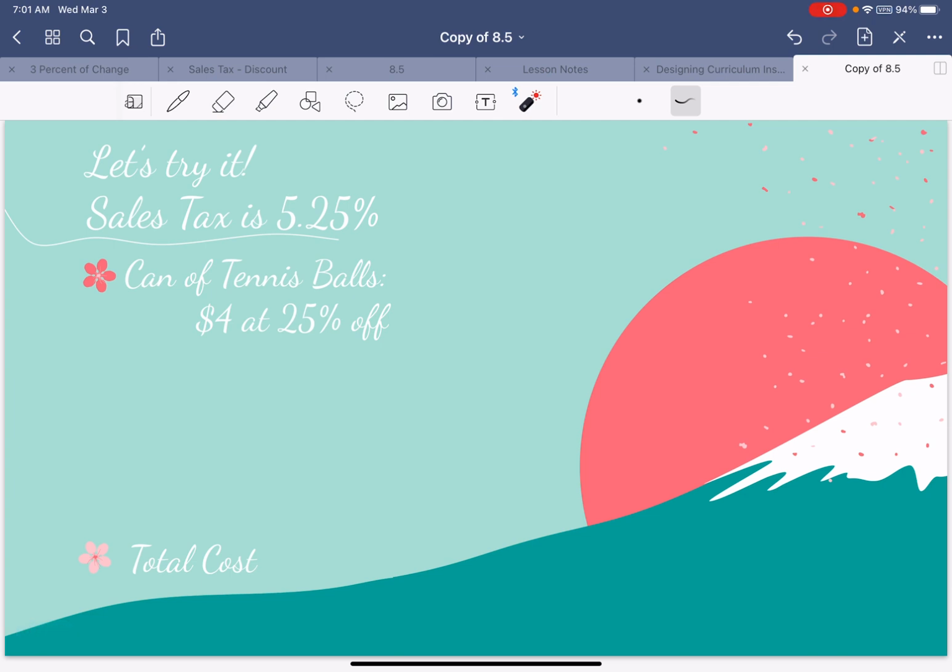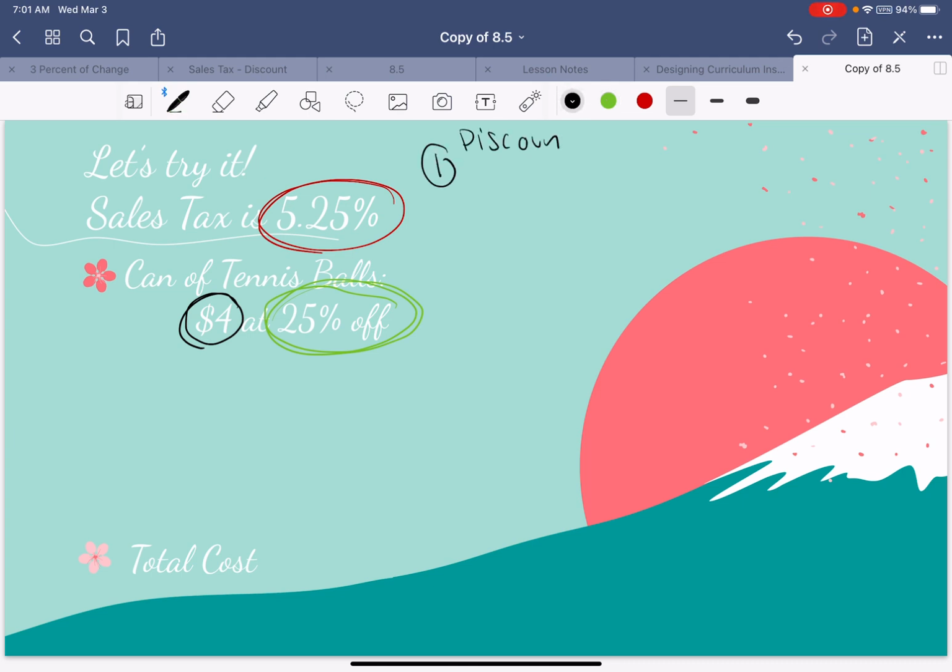Okay, if you're back, you should have tried this, and we're now going to go over it together. So the sales tax is 5.25%. The original cost is $4, and our new discount is 25% off, okay? So first step is to do the discount. So I'm going to say, well, what is 25% of 4? So we're going to move our decimal over 2. So we get 0.25 times 4, okay?